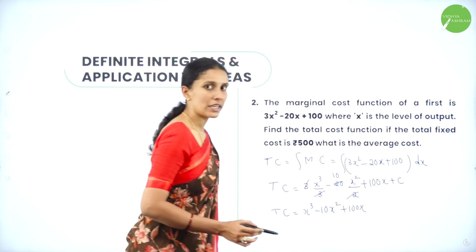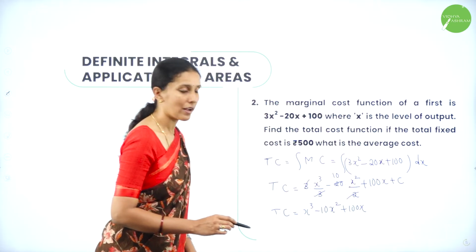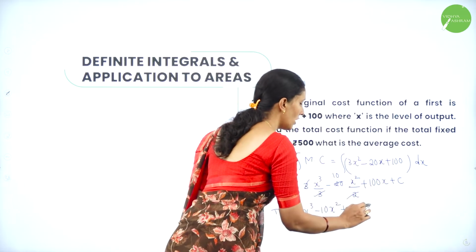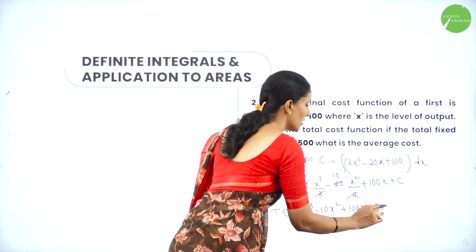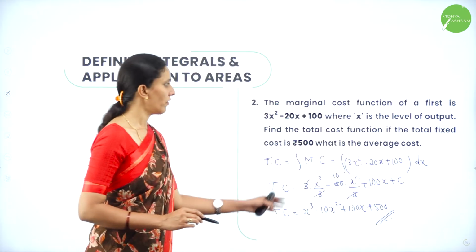The value of c is given, that is, the fixed cost is given, which is rupees 500. So, in the place of c, you substitute 500. Therefore, this is the total cost of the given function.